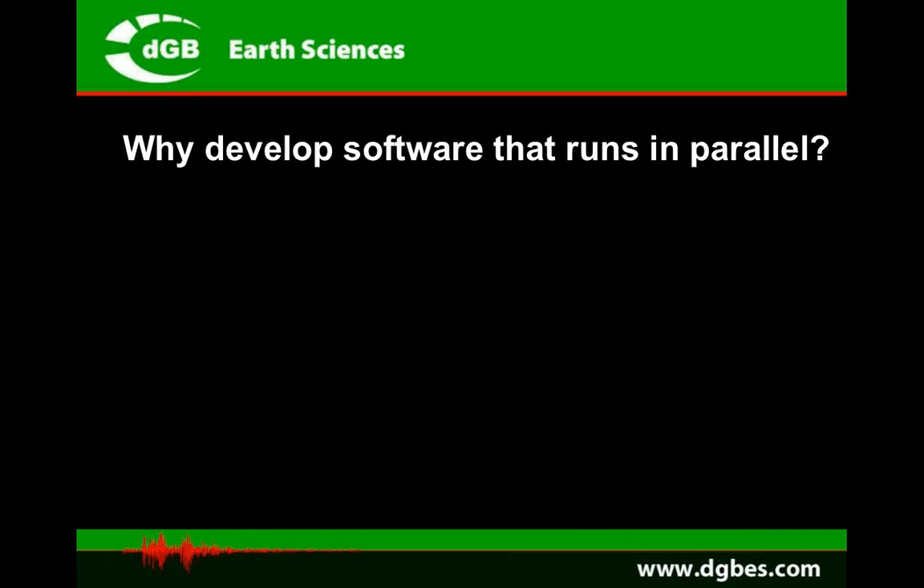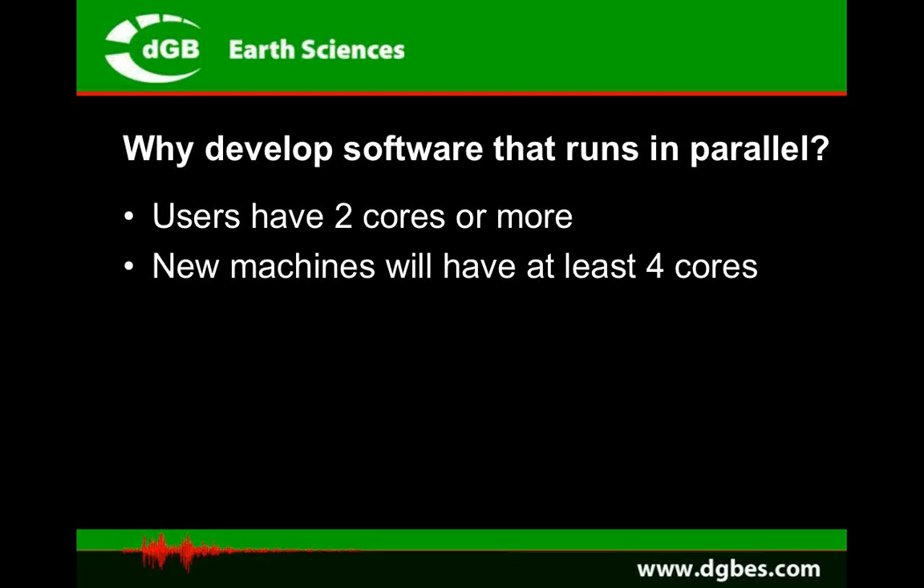So, why do we want to develop software that runs in parallel? Well, there are a number of good reasons for that. First, we have recent developments in the hardware of computers: most computers nowadays have more than 2 CPUs or cores, and they inherently run software in parallel. New machines that all our users buy have at least 4 cores.